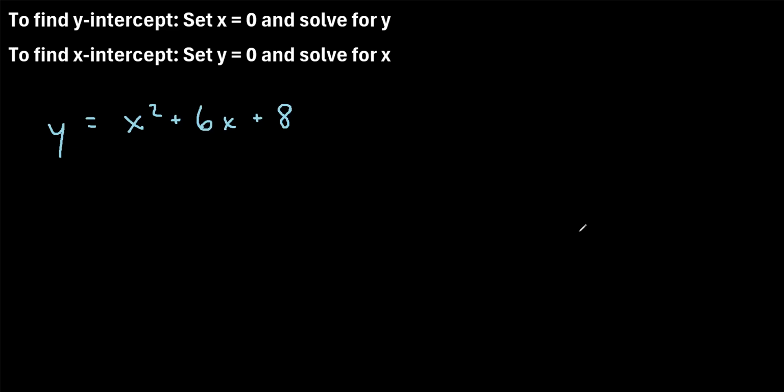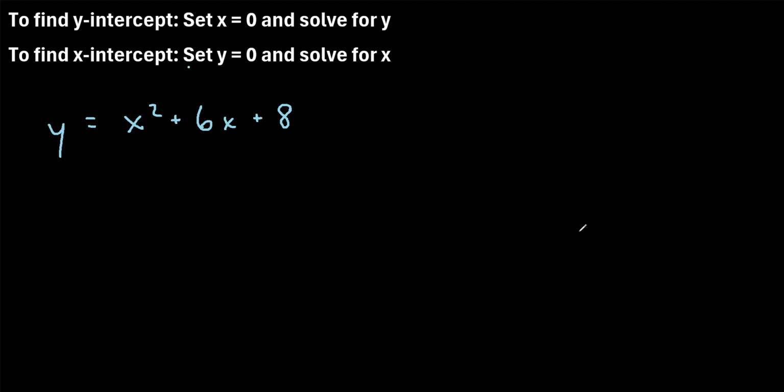In this video, we will talk about how to find the x and y intercepts of a quadratic function. So let's say we have the quadratic function y equals x squared plus 6x plus 8. To find the y-intercept of this function, here's what we do. Set x equal to 0 and solve for y.